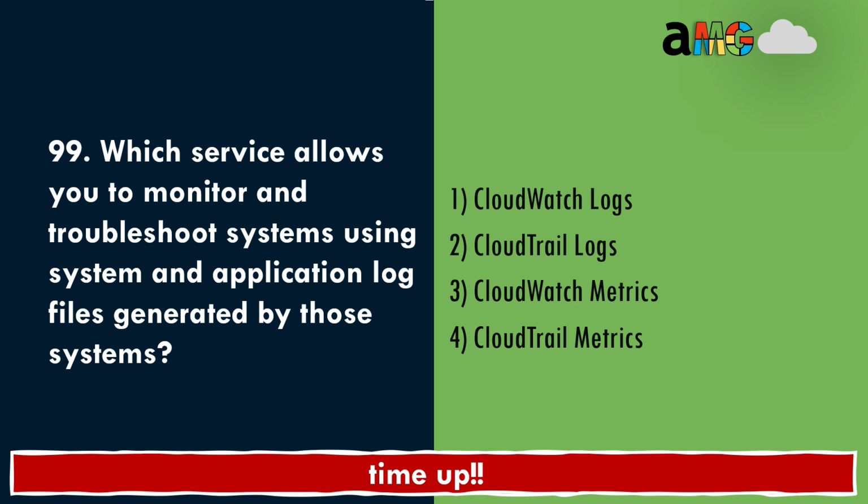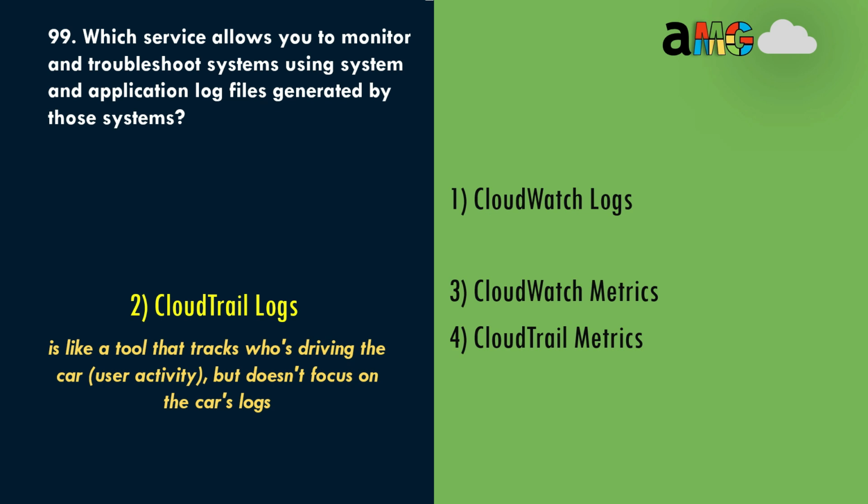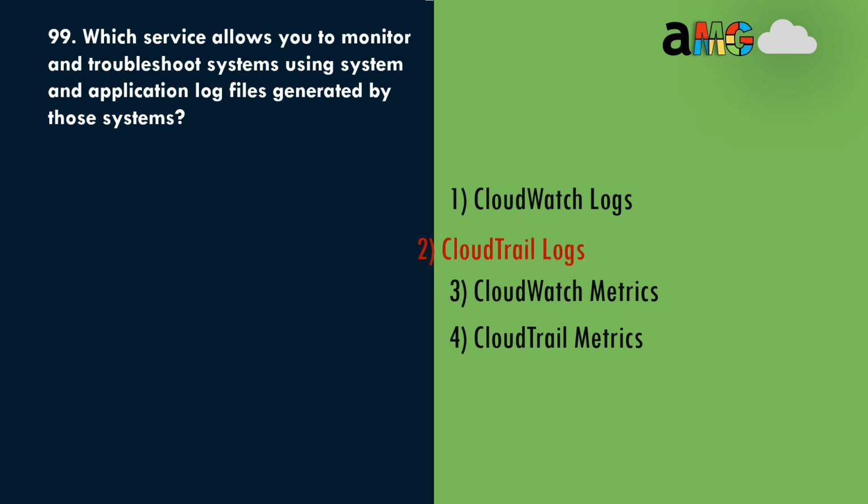Aha, time up. Imagine you have a car, which is a system, and you want to understand how it's running, like monitor or troubleshoot. You need to check the car's logs, which is the system and application log files, to see what's happening under the hood. You got it, right? Now, option 2, CloudTrail Logs, is like a tool that tracks who's driving the car, that is the user activity, but does not focus on the car's logs. So this is the wrong answer.